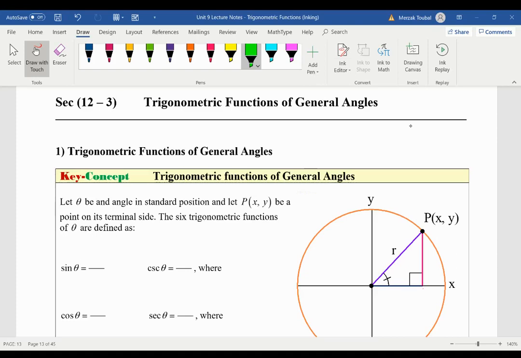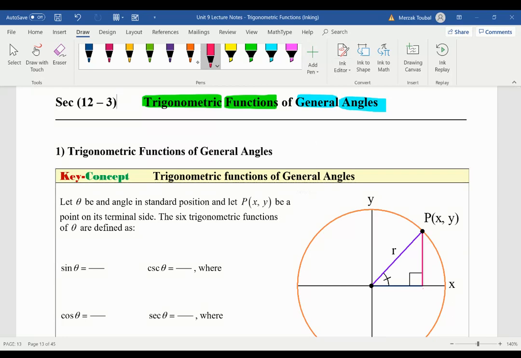Hello, this presentation is on trigonometric functions of general angles. There are six trigonometric functions, which are sine function, cosine function, tangent, cotangent, secant, and cosecant. General angles include any angle on the circle.